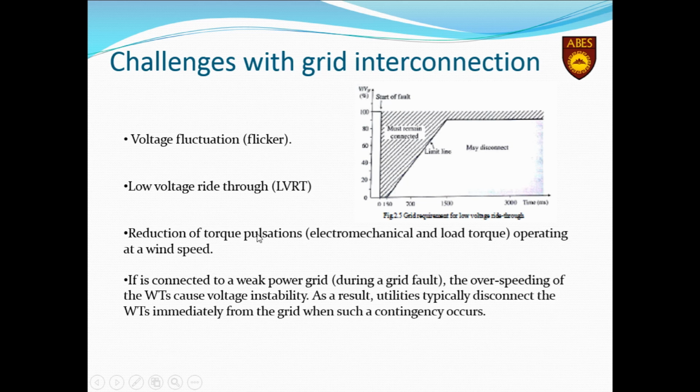Now the next point is reduction of torque pulsation, that is, the electromechanical and load torque operating at wind speed. According to the wind speed, torque pulsation occurs, and we need to make the torque smooth so that the power could be converted easily and power quality could be obtained easily.